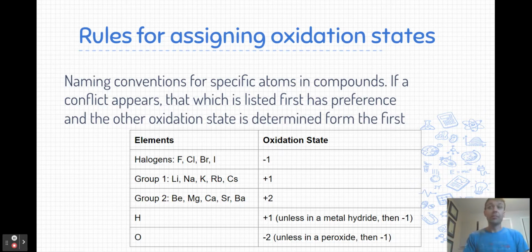Hydrogen is always given a +1 unless it's in a metal hydride, so some metal just bonded to hydrogen. Then the hydrogen gets the -1. And finally, oxygen always has an oxidation state of -2 unless the oxygen is part of a peroxide, for example hydrogen peroxide, and then the oxygen has a -1. Those are the rules, but those rules are best seen as we go through examples. So let's do a few examples to see how these rules get put into play.